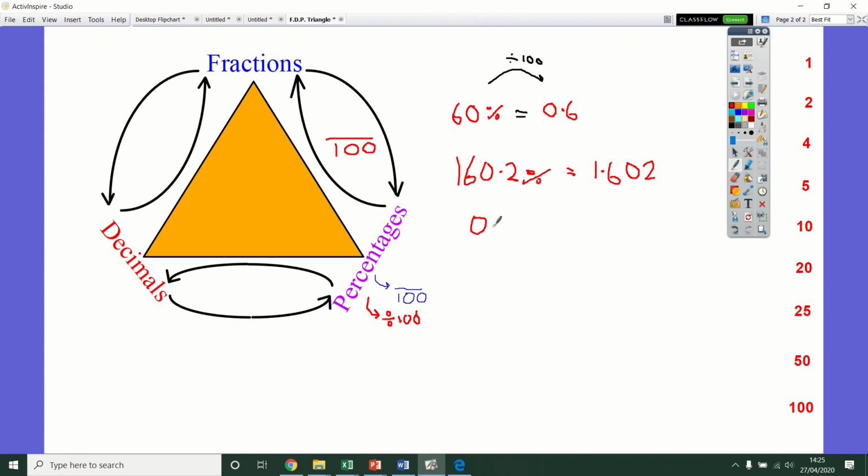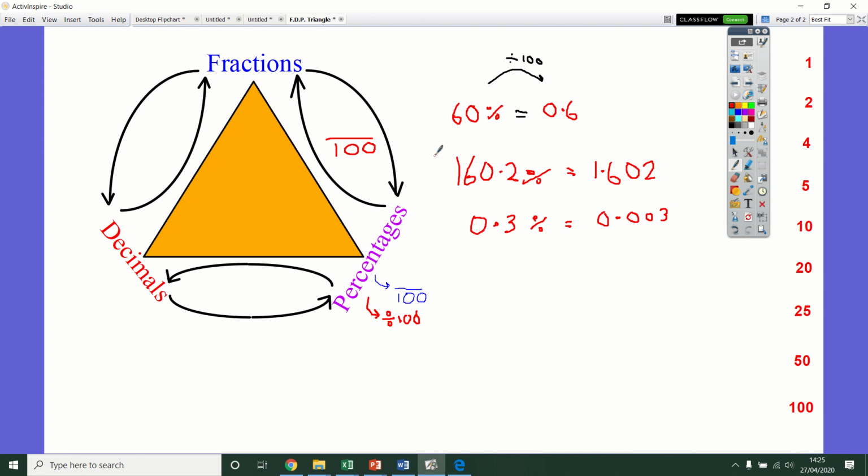Okay, I'll do one more as well. Let's do 0.3%. Okay, that's smaller than 1%. It's the same sum though. Percent means divide by 100. Divide this by 100, 2 places smaller, gets me to 0.003. So that's put in 2 extra zeros to make it 2 places smaller. Okay, so if I'm going from left to right over here, percentage to decimal, that's divide by 100.